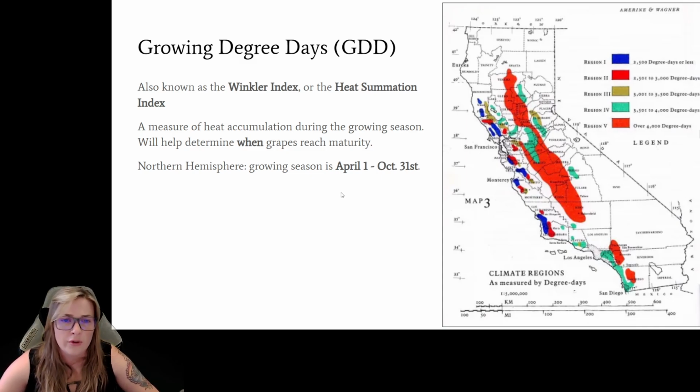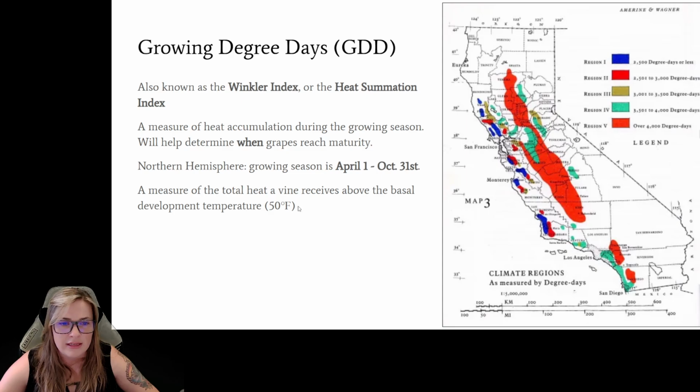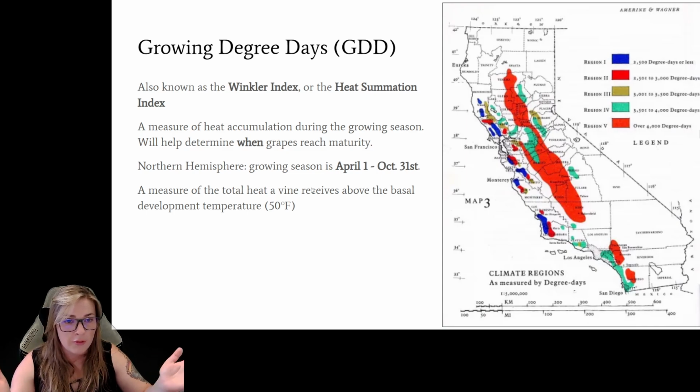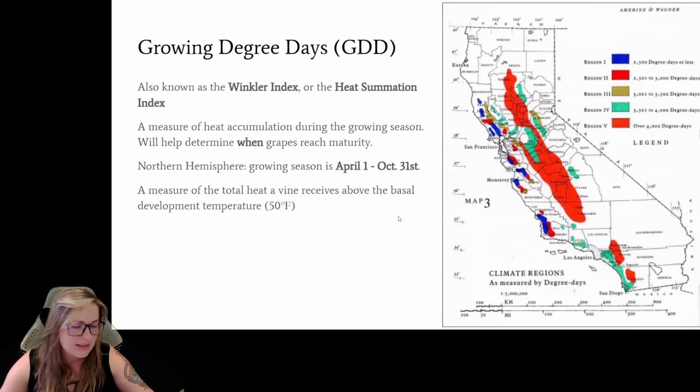So for the Northern Hemisphere, our growing season typically runs April 1st through October 31st. So yeah, Northern Hemisphere, we have our own growing season. When we're calculating our Winkler Index or our growing degree days, we measure the total heat a vine receives above the basal development temperature. So 50 degrees is the cutoff for when the vine will start growing, right? So we want to start measuring as soon as the temperature gets above 50.